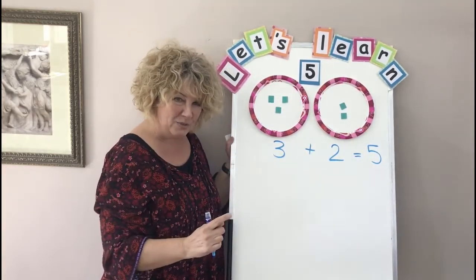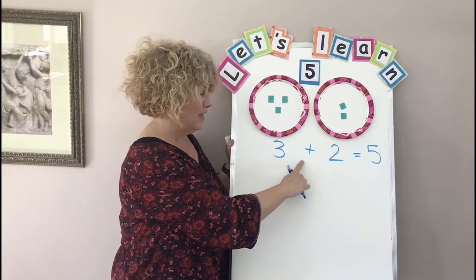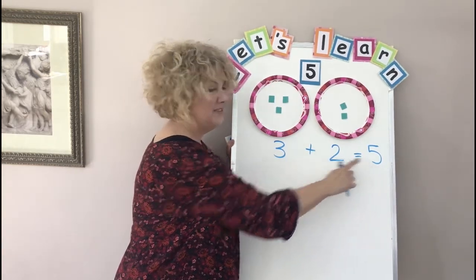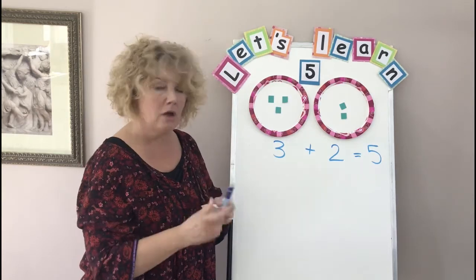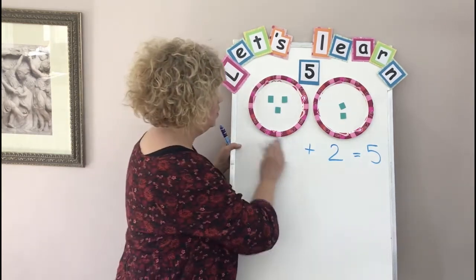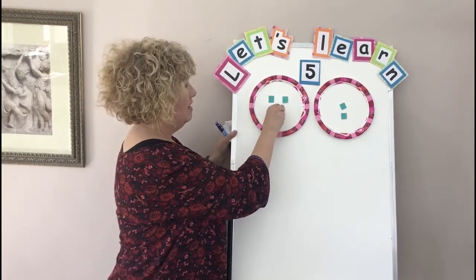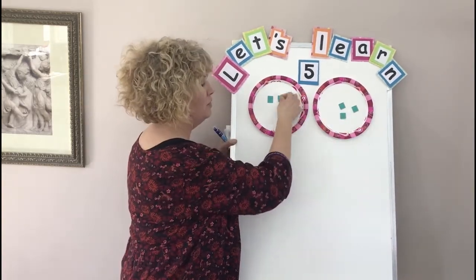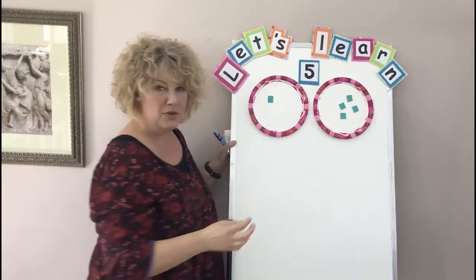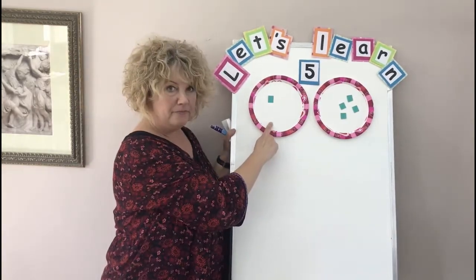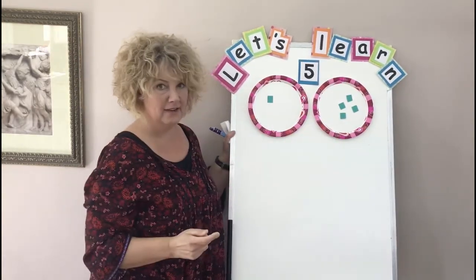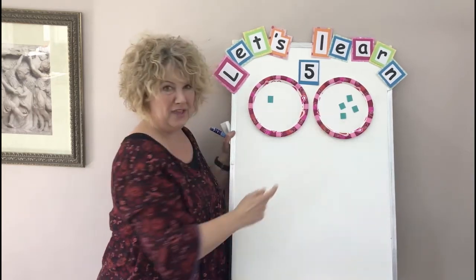Can you read that sentence with me? 3 plus 2 equals 5. Great job. All right, so let's try another one. We'll move the squares around again. Let's move 2 more squares over to this side. So now I have 1 square over here. And how many squares are on that side? We have 4 squares over there.